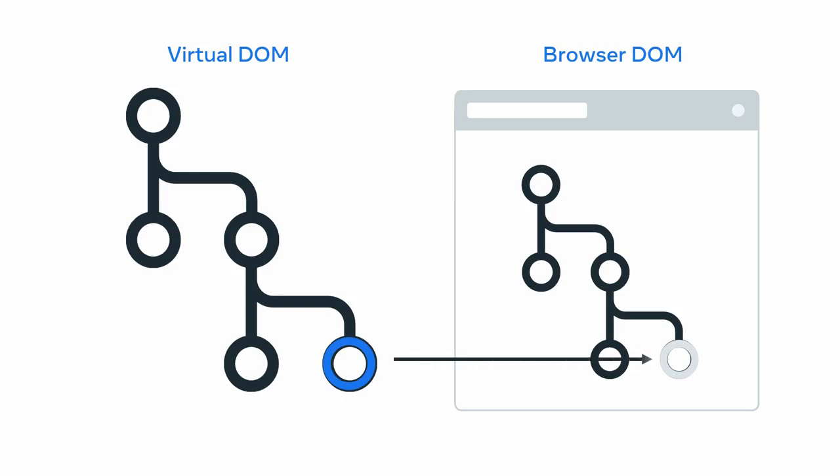React checks to see if the HTML components in the virtual DOM match the browser DOM. If a change is required, the browser DOM is updated. If nothing has changed, then no update is performed. This process is called reconciliation.